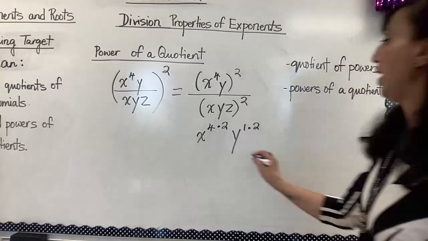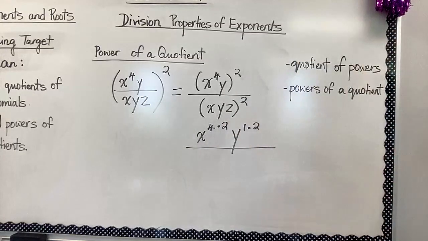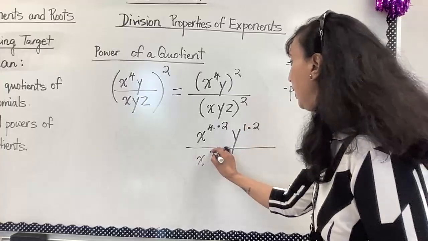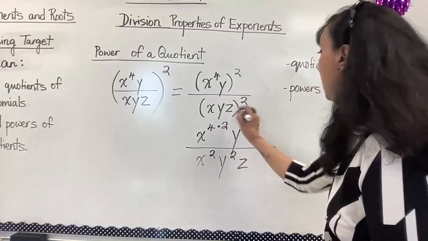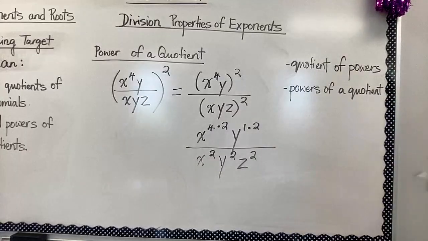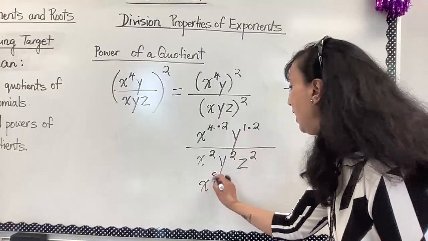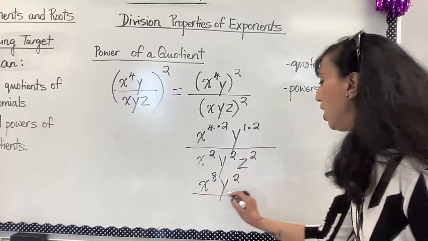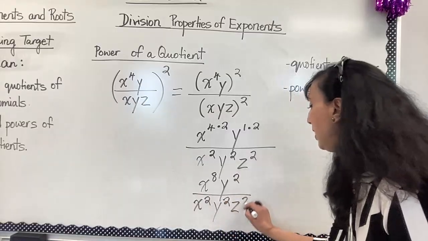Okay? And then I'm going to do, here this is first power, first power, first power. So we are going to just do the multiplication, which is x squared times y squared times z squared. And then I'm left with, what is 4 times 2? I get x to the 8th power y squared over x squared y squared z squared.